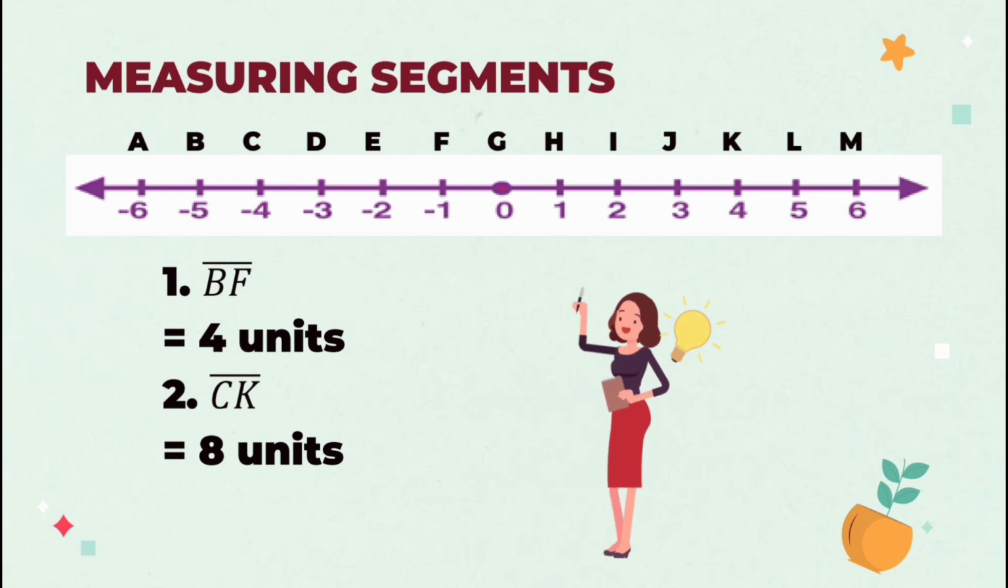Example: Number 1. Line BF is equal to 4 units. Number 2. Line CK is equal to 8 units. This process may not be applicable if you are dealing with large numbers. In such cases, find the absolute difference of coordinates of the 2 points in any order. See Postulate 5, the ruler postulate.